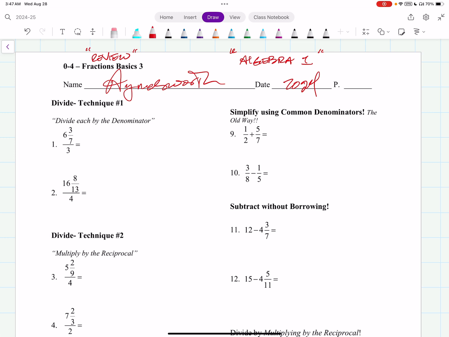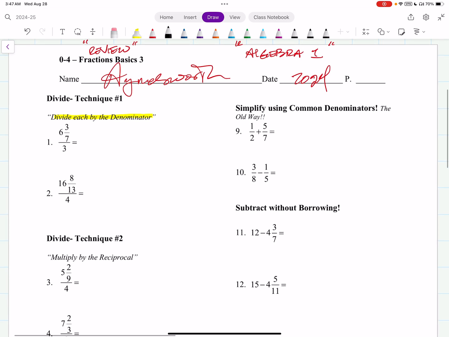So the first one here is how to divide mixed numbers by a number where both the whole number and the fraction itself is divisible by the denominator. So take a look at my instructions here. The technique is dividing each by the denominator, right? Technique number 1. Sometimes this is possible and sometimes it isn't. And you're going to see this by looking at techniques 1 and 2.